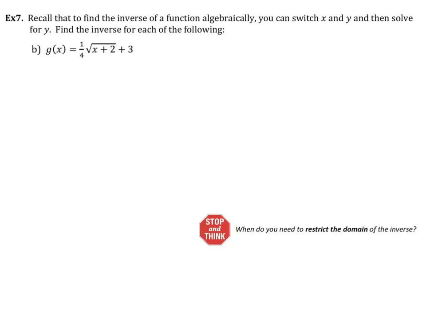So pause and try this one on your own. Switch the x and y, solve, and see what you get. And we'll talk about it. Unpause when you're finished. Check.